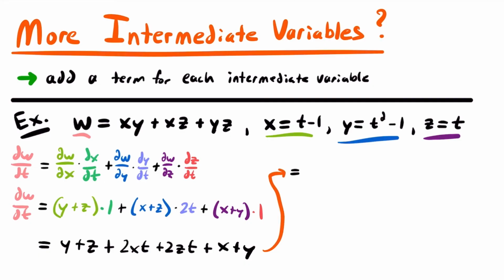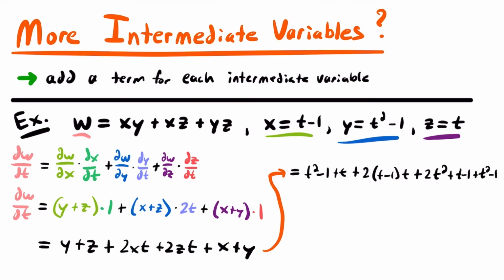This would be equal to y, which is t squared minus 1, plus z, which is t. So we have t squared minus 1 plus t, and then plus 2xt, where x is t minus 1. So we have plus 2 times (t minus 1) times t, plus 2 times z times t, where z is t. So you'll have 2 times t, which is t squared. So we have 2t squared. And then we're adding that to x plus y. So we just replace x with t minus 1 and y with t squared minus 1. So we have plus t minus 1 plus t squared minus 1.